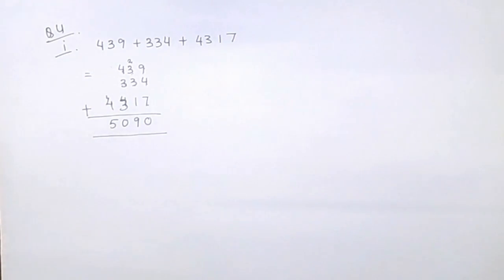Let us do question number 4. In question number 4, you have to add 3 numbers and you have to estimate or round off the answer to the nearest thousand and to the nearest tens. So in that case, first I have added all the 3 numbers and the sum is 5090.